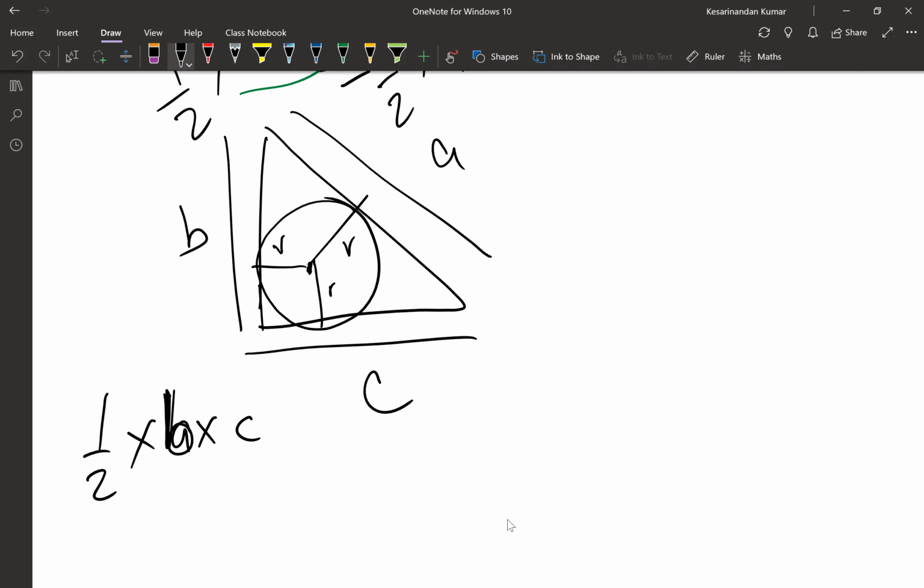Now, what I'll do is a small construction. Let's name the center O. This is X, this is Y, this is Z. Now the area of this complete triangle will be the area of this triangle, and this triangle, right guys? So what will be the area of OXY? Half into r into C.